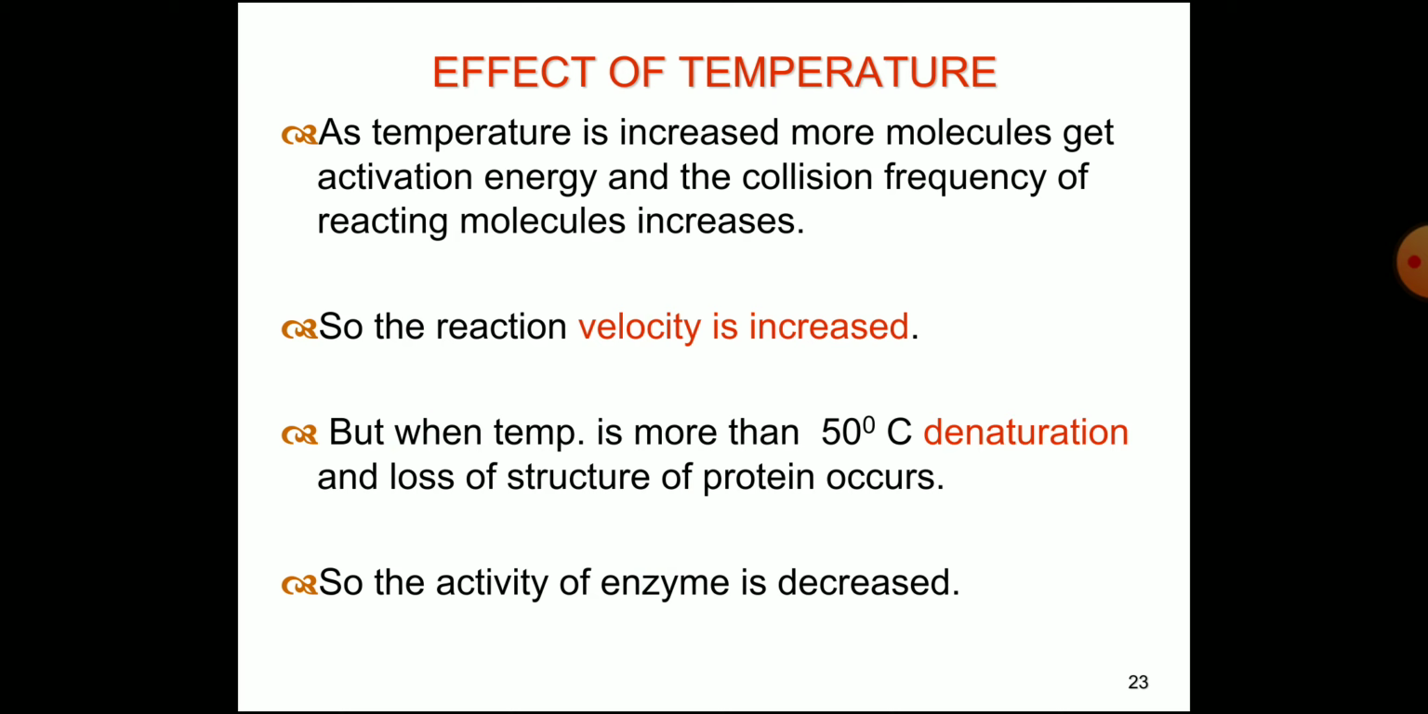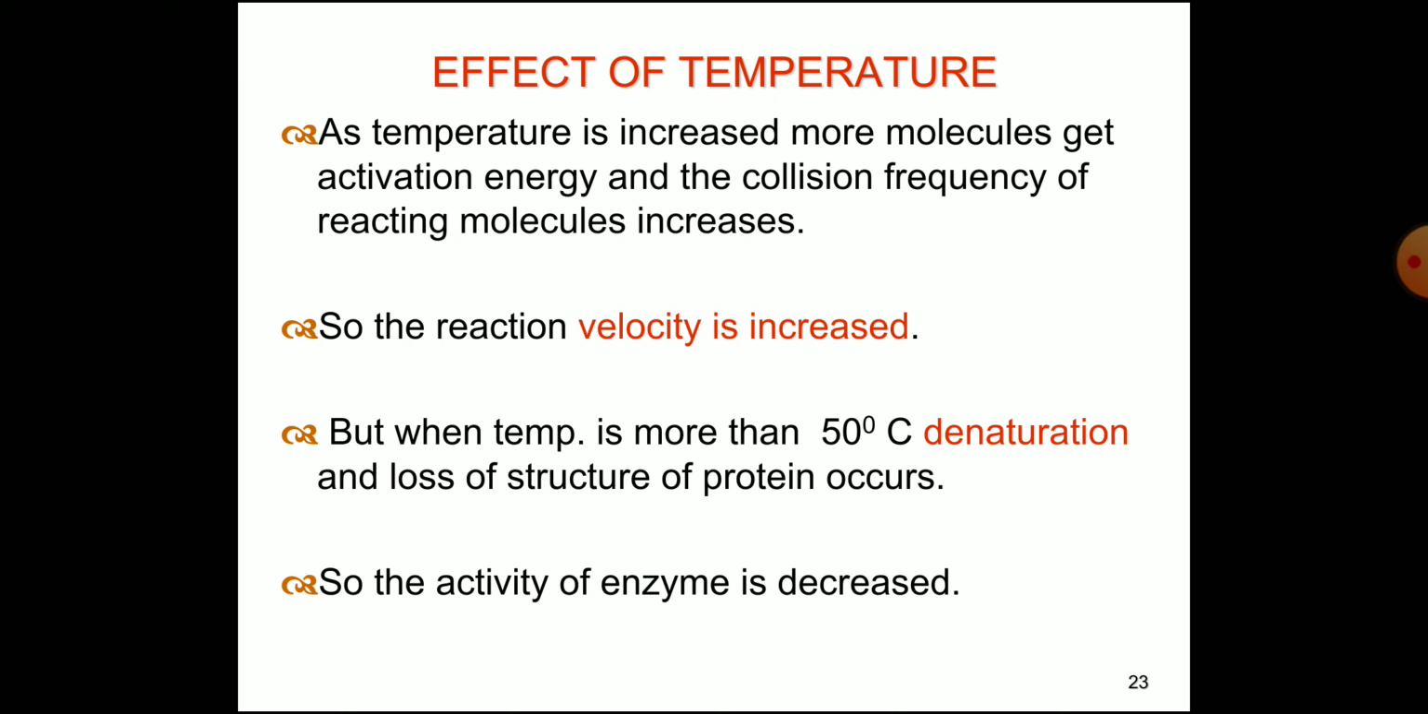So how does the temperature affect the enzyme velocity? As the temperature is increased, more and more molecules get activation energy and the collision frequency of reacting molecules also increases. So the reaction velocity increases. So we have to overcome the energy barrier by increasing the activation energy. That is the mechanism of enzyme action. While increasing the temperature, these molecules get activation energy so that they can overcome the energy barrier, and the collision frequency of the reactive molecules also increases when the temperature is increased. So the velocity naturally increases.